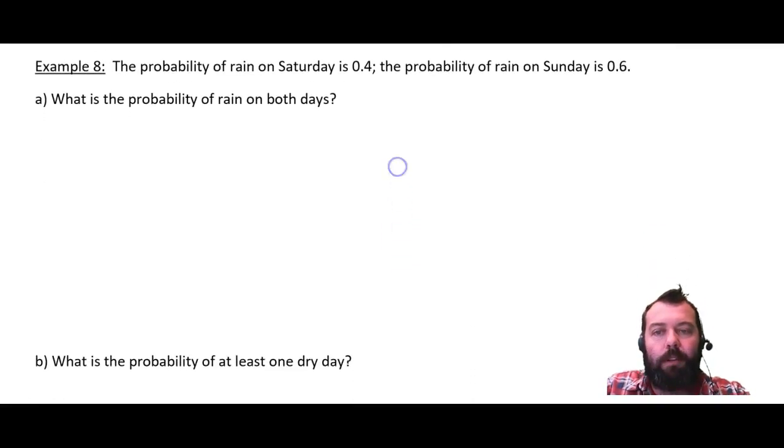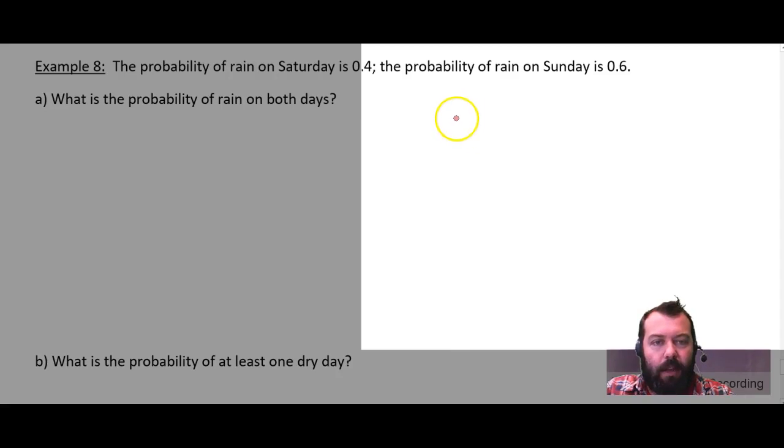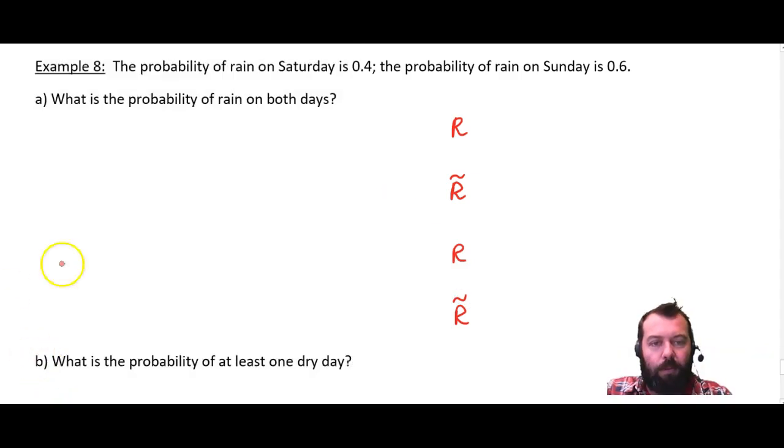Now, consider this situation. Probability of rain on Saturday is 0.4, a 40% chance of rain on Saturday, and a 60% chance of rain on Sunday. What's the probability of rain on both days? Now, we are going to draw here a tree diagram. I find it much easier to draw a nice neat diagram if I start at the end. So I'm going to say we've got rain and not rain. Rain and not rain. I know it's going to look like that from experience.